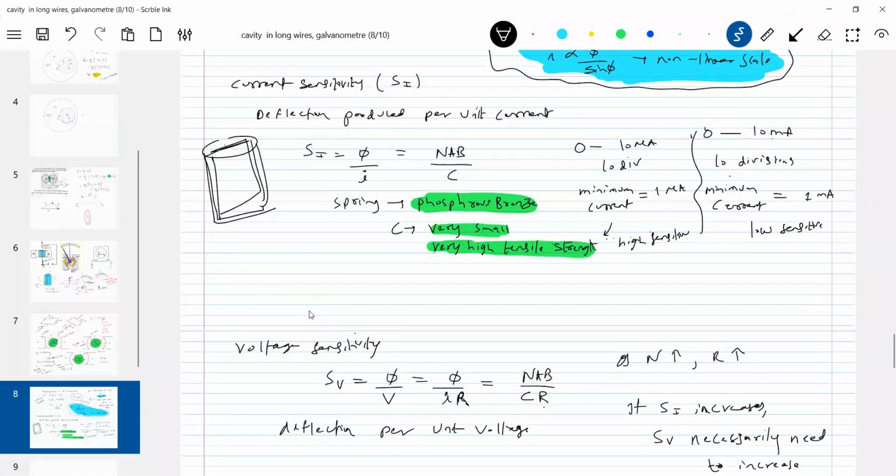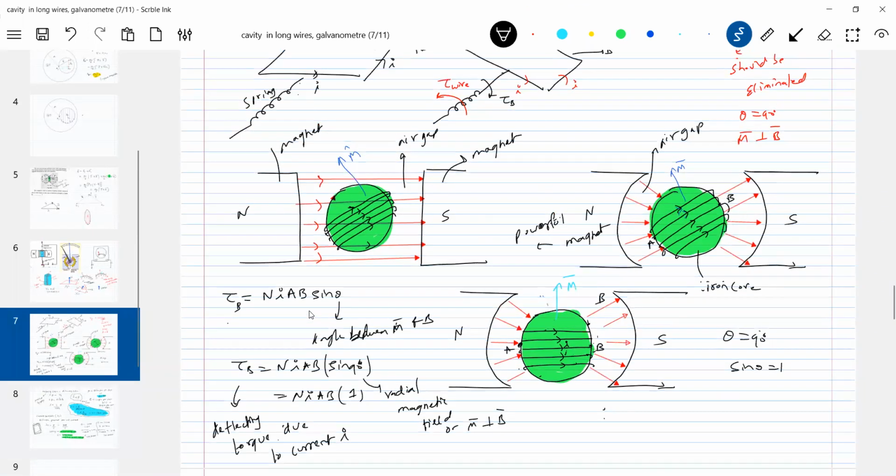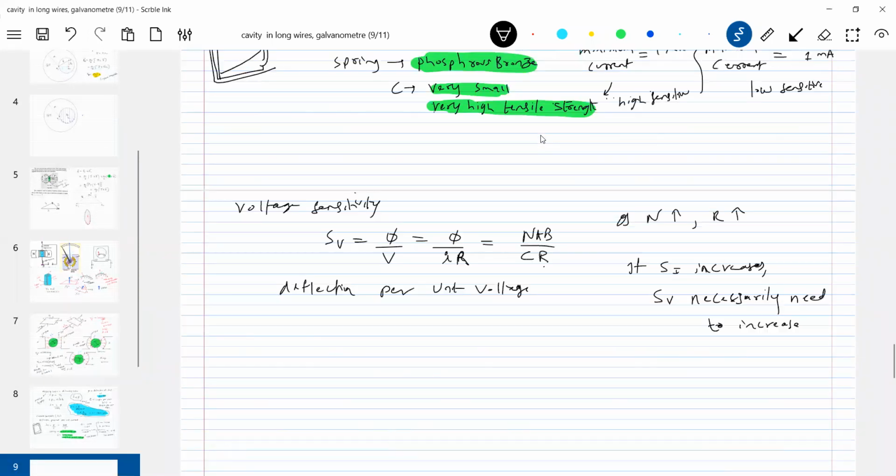Now, what we have is, when you start using this galvanometer, I didn't write: necessarily need not to increase. Okay, need not, yeah, I'll underline. Thank you. Necessarily need not to increase. This statement is very important.